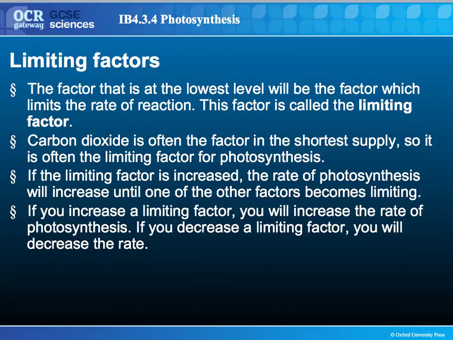However, carbon dioxide, as I said earlier, is often the factor that's in shortest supply, so that is often the factor that limits the rate of photosynthesis. If this carbon dioxide is the limiting factor, we can increase it. The increase of that would increase the rate of photosynthesis, and that will continue to increase until one of the other factors, for example light, becomes the limiting factor.